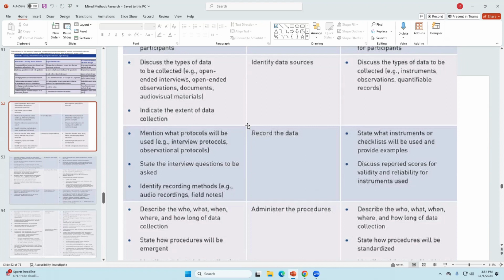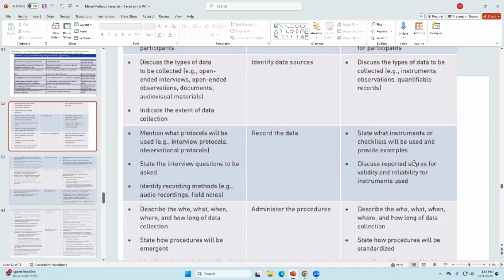You all know this because now you record. What protocol, interview protocol, observation method, what are the ways you record? You use the interview. You state the interview questions to be asked. You identify the recording method, how you do the recording, video, audio, or qual. And for quant, you have the checklist of questions and discuss the reported score for validity. And you have to fill those questions.